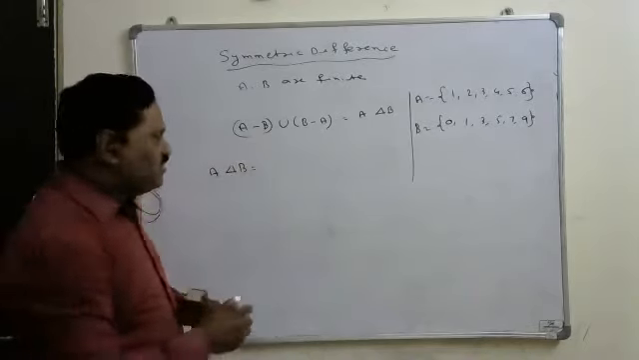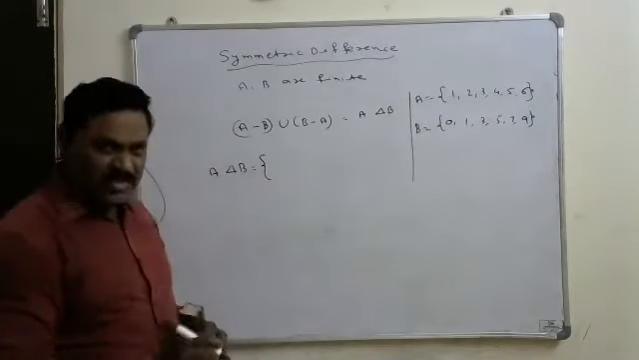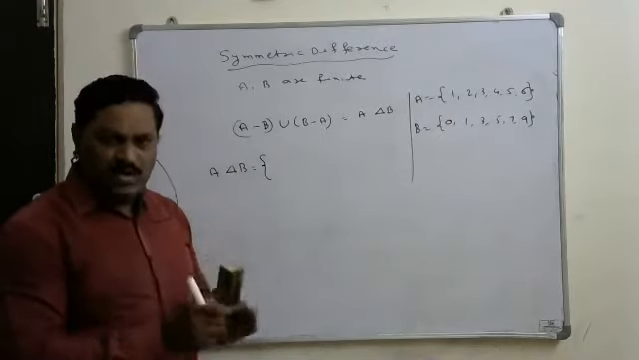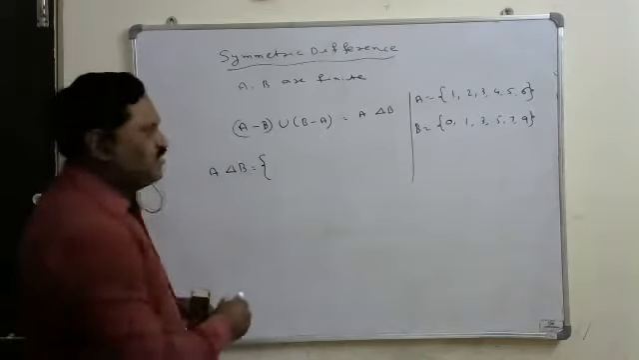A minus B means those are the elements which are available in set A only. Tell me, what are the elements which are available in A only but not in B? I need them from A. Which elements are they?